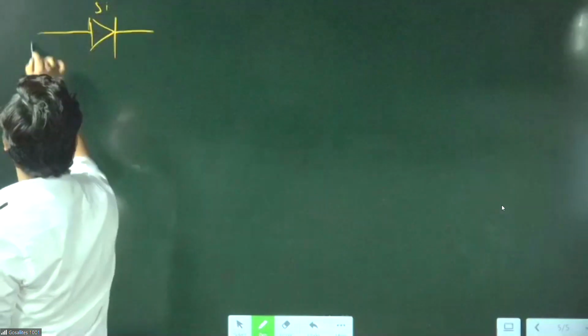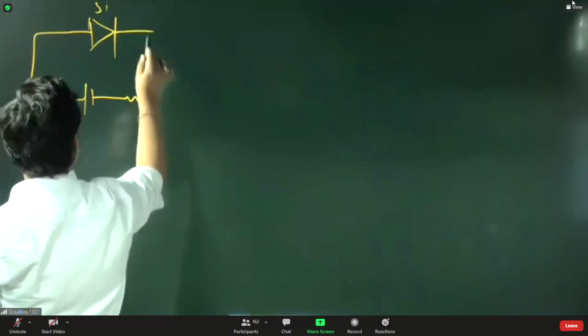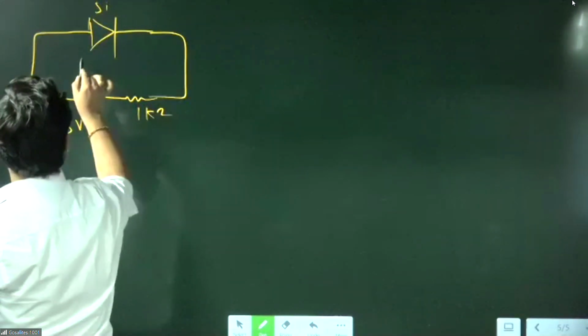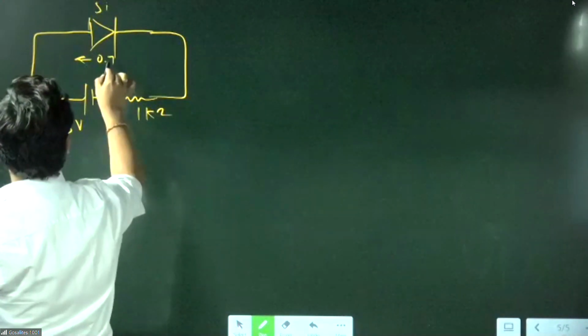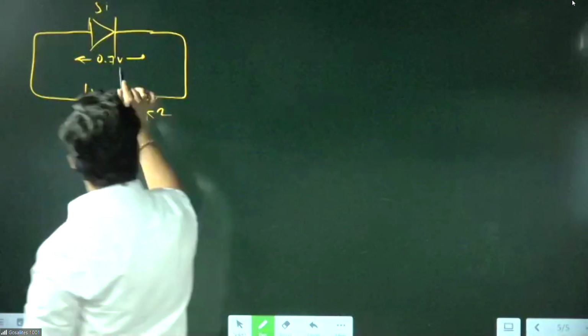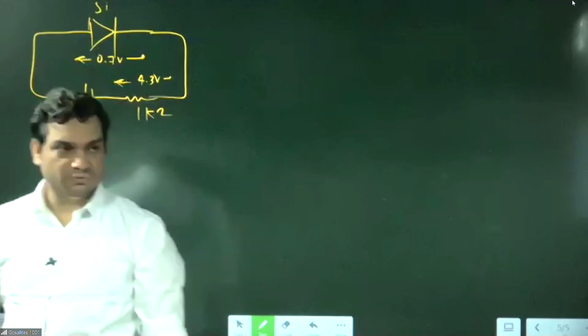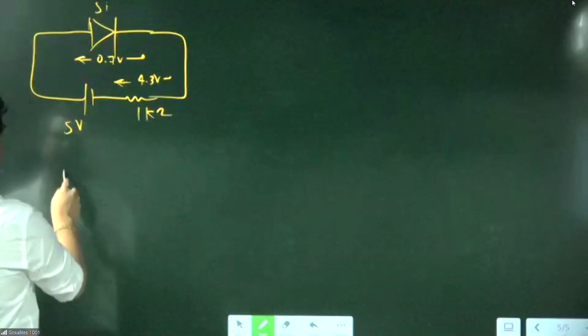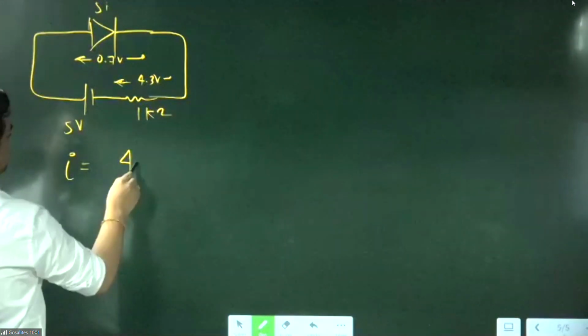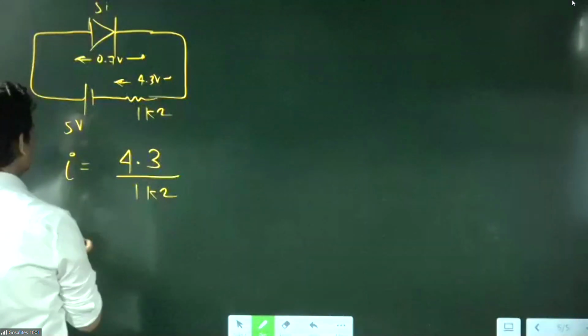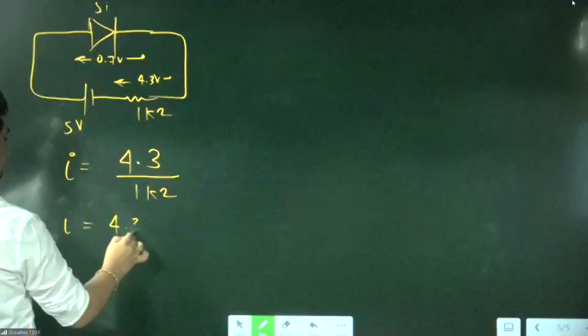Silicon diode, 5 volt, and 1 kilo ohm, like this. In this one, how much loss will be there? 0.7 volt. So how much will be left across this? 4.3 volt will be left. So we can say here I will be equal to 4.3 divided by 1 kilo ohm. The answer we can write is 4.3 milliampere.